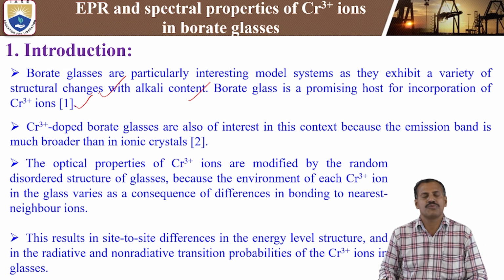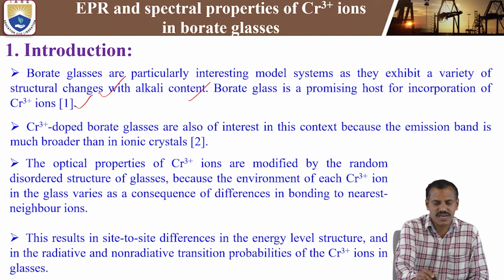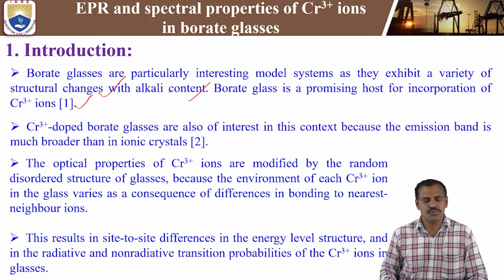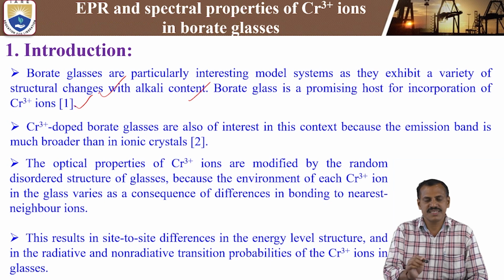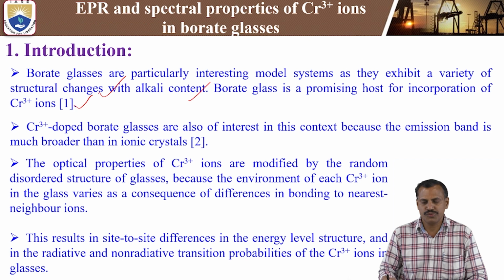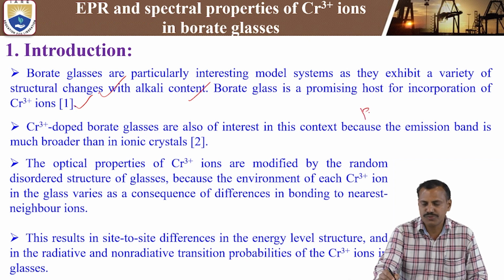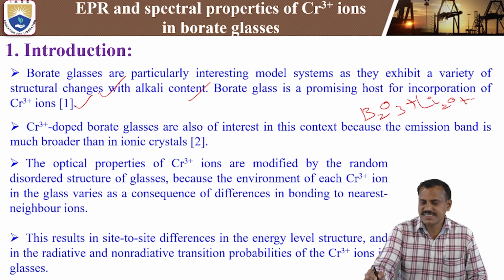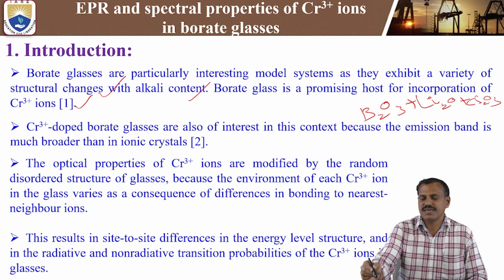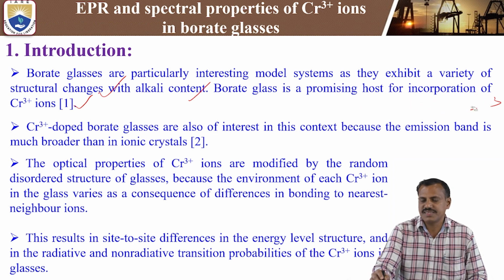Here, borate glasses doped with chromium are added with mixed alkali elements. The alkali elements we use are lithium, sodium, potassium, cesium, rubidium. These are the different kinds of alkali elements. The borate glass former is B2O3. In the glass former B2O3, we are adding mixed alkali elements, lithium oxide and cesium oxide, Cs2O, and doping with chromium 3+ ions. Chromium 3+ ions are the main dopant in this glass system.